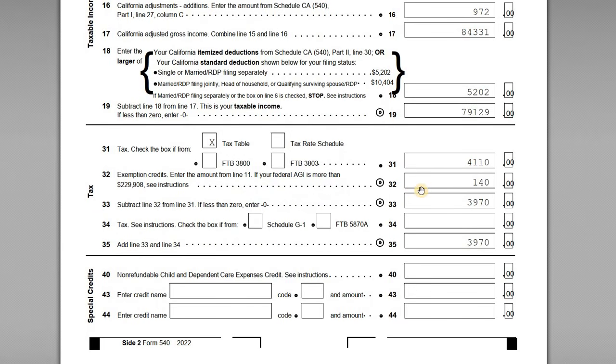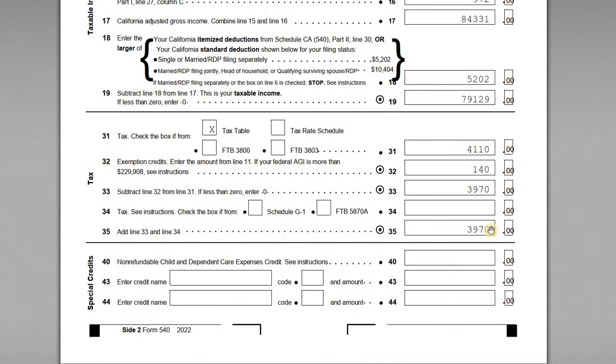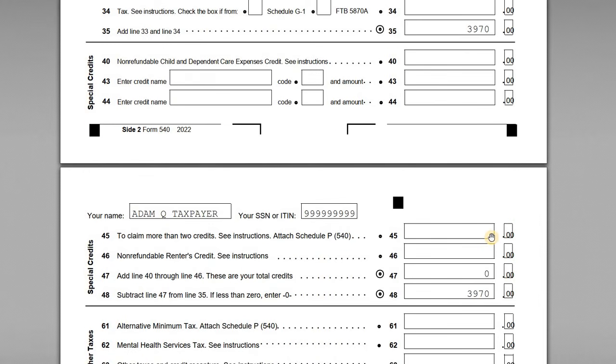Now, the exemption credits, right, we're a single filer, just one person, no dependents. So our exemption credit is the $140. We saw that coming through on page 1. And so the net amount of tax that we owe for the year is $3,970.